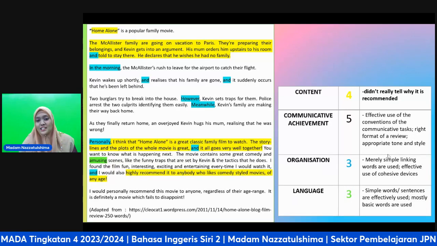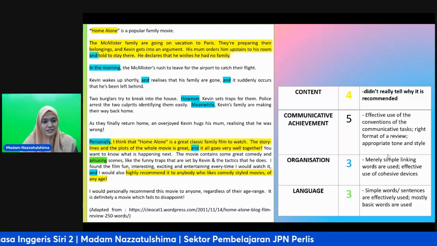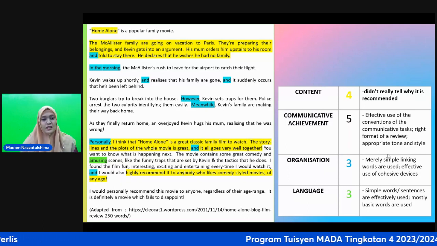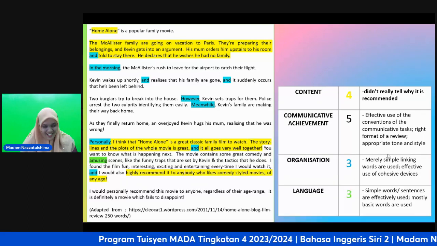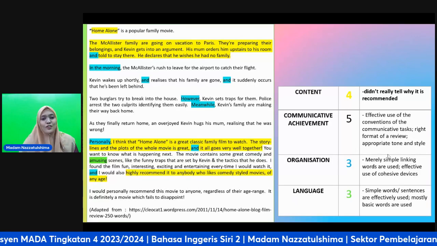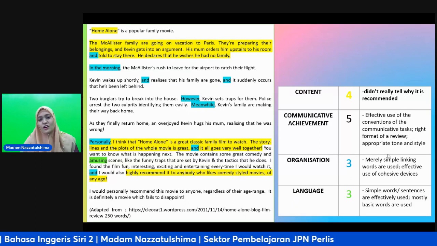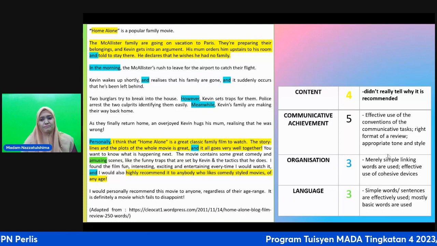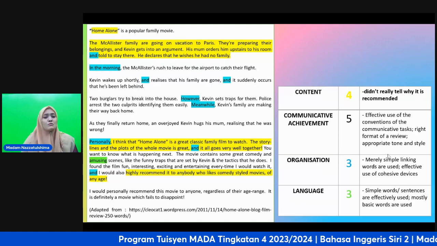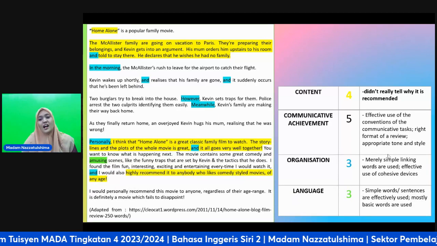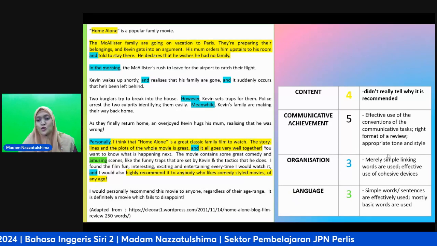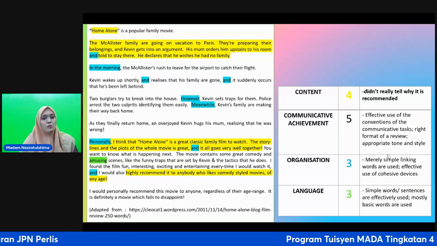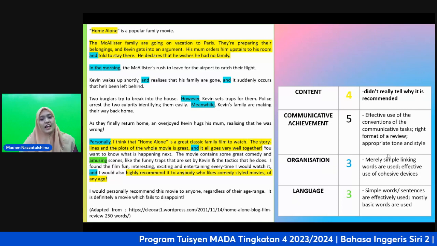Okay, so next one is about organization. Can you take a look at the words that are highlighted in blue? So there are linkers or cohesive devices being used. For example, we have conjunctions. We have and, and then we have however, meanwhile, personally, when you want to give your opinions. So this is a very good organization, but mostly they are very basic, simple linking words being used, and effective use of cohesive devices here. Language: simple words or sentences are effectively used. Mostly basic words are used. As you can see, the words in green are very simple words being used. So that's why this fellow gets only 3.